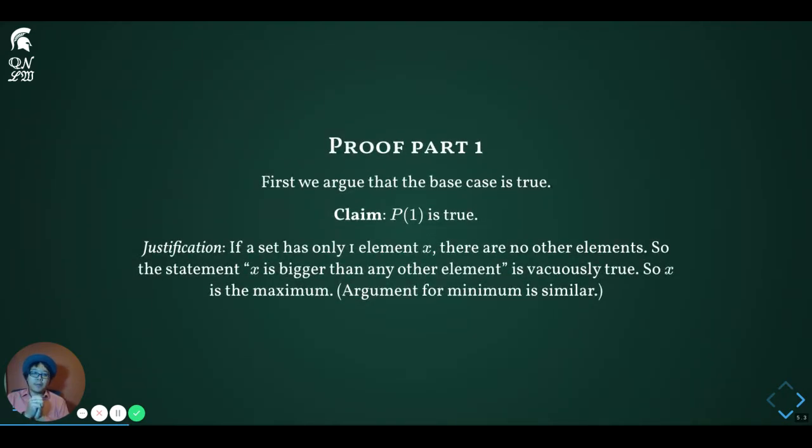We first prove the base case, n equals 1. This holds because when your set has only one element, there are no other elements. This means that the element is certainly bigger and smaller than any other element, and hence is both the max and the min.